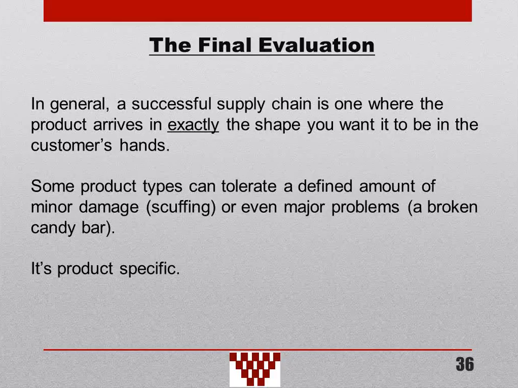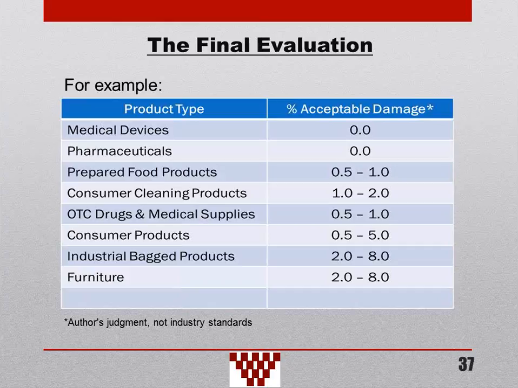So some products can tolerate a defined amount of damage, and I mentioned the broken candy bar. It's product specific, so you have to define your criteria before you actually do this evaluation. Let me give you an example of what I'm talking about, and I want to emphasize that these are my evaluations, not an industry evaluation or anything like that. Medical devices and pharmaceuticals generally target 0 damage. They don't want any damage, and I can understand that, and I agree with it. I think that's appropriate.